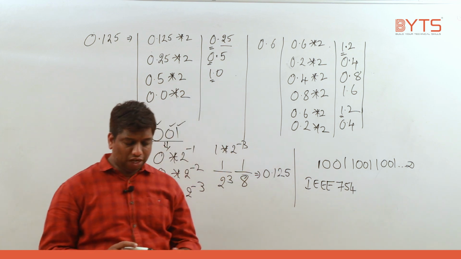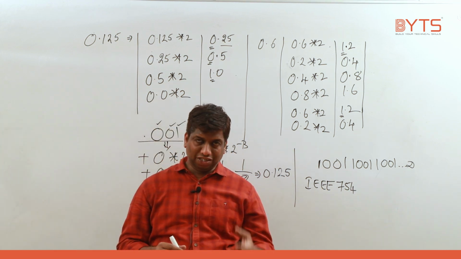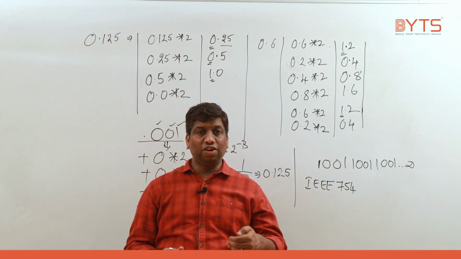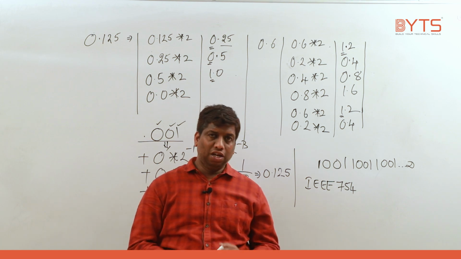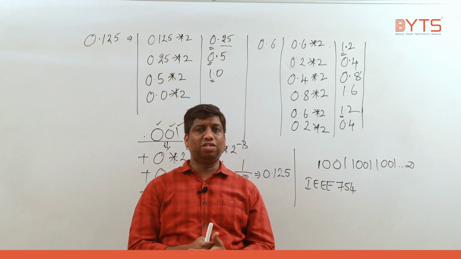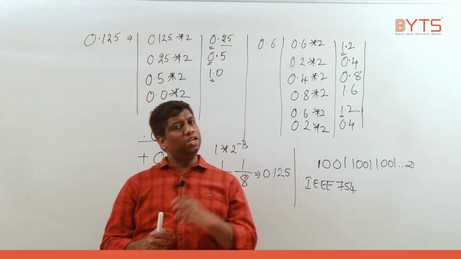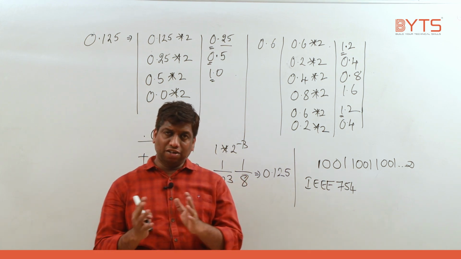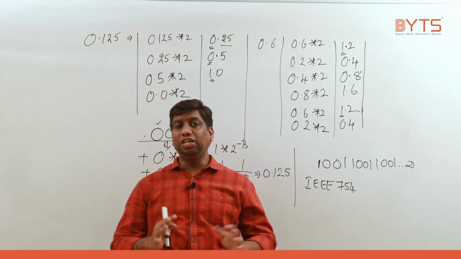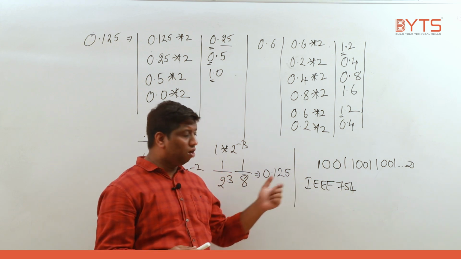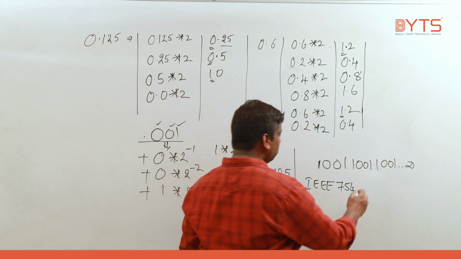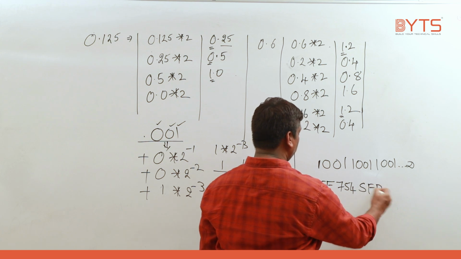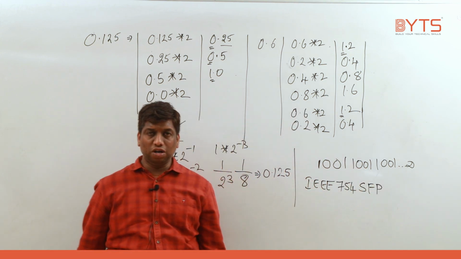So try to understand. To represent 0.6 we require an infinite number of bits. If you take an infinite number of bits, your entire memory will be filled with ones and zeros to represent 0.6. Instead of that, a standard committee came and represented it in one standard way. That is called which committee? IEEE754, and they call it the standard floating point representation.